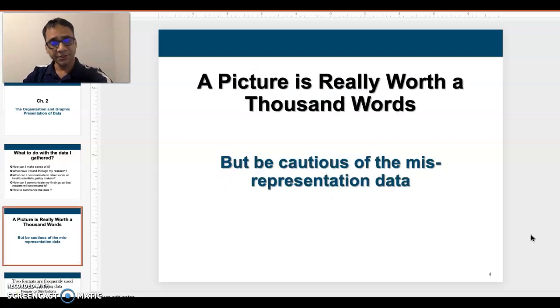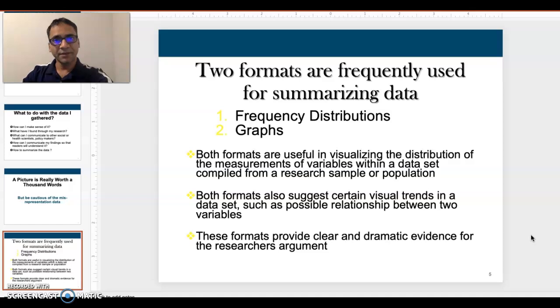The pictures that we can show, to picturize our data, have a lot of importance, and they have the capacity of thousands of words. But we need to be very cautious of misrepresentation of data. Two formats are frequently used for summarizing data. One is frequency distribution, and another is graphs.